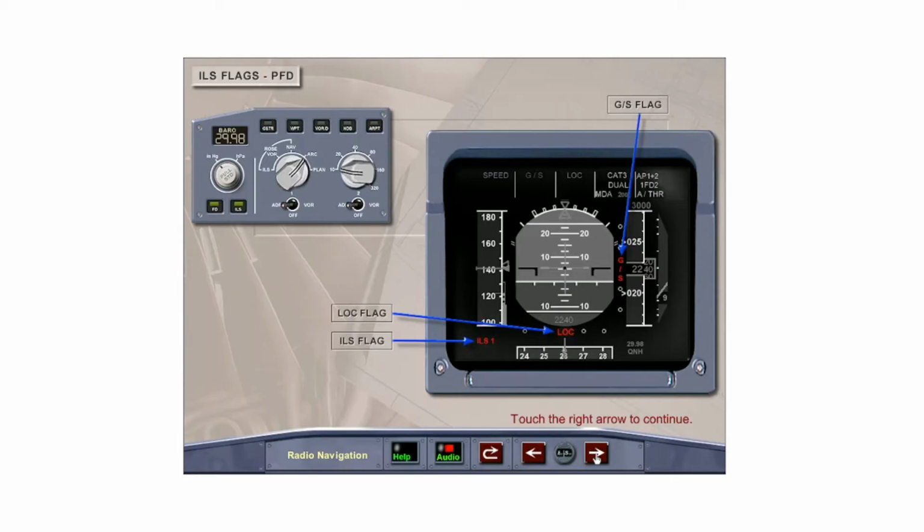A red glide slope flag and the absence of the glide slope diamond will indicate a failure of the glide slope. A failure of the localizer only will be indicated by a red localizer flag on the localizer scale and the absence of the localizer diamond. A red ILS flag displayed in the lower left corner of the Primary Flight Display will indicate a failure of both the localizer and glide slope signals or no ILS frequency available.